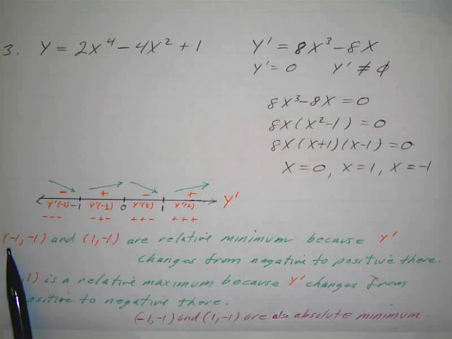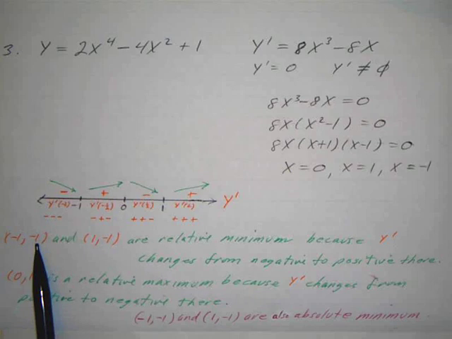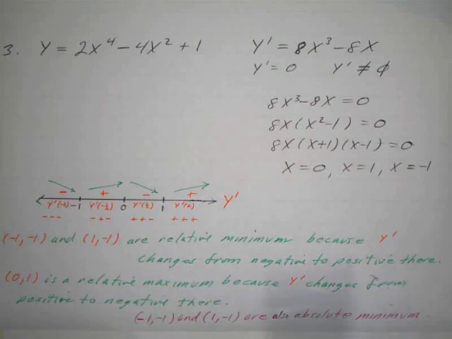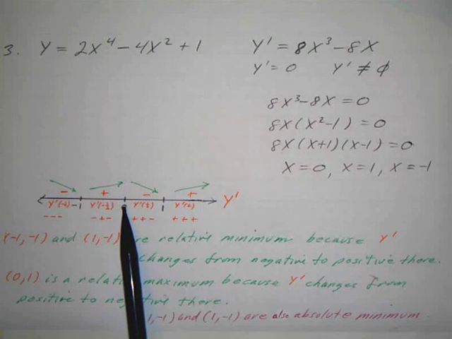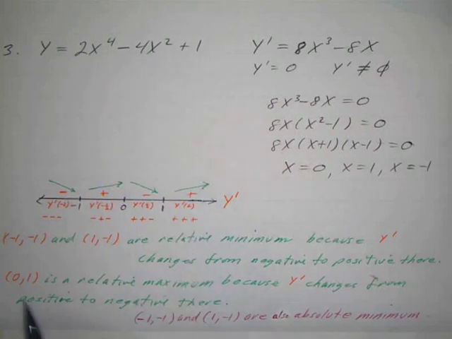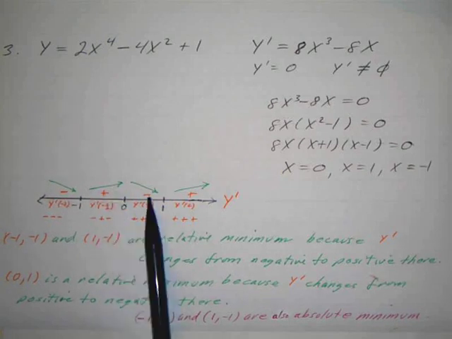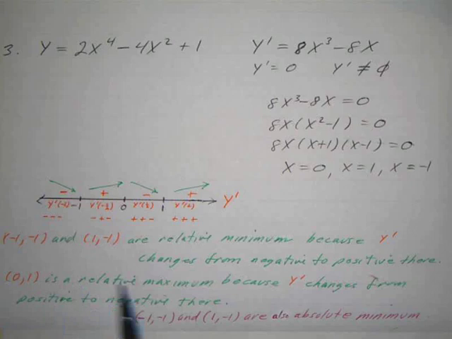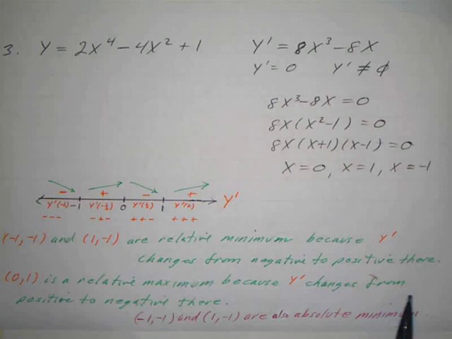So we could say that the points negative 1, negative 1 and 1, negative 1 are relative minimums because y prime changes from negative to positive there. Okay? And then this point here is 0, and if I put 0 in here, I get just 1. So the point 0, 1, those are easy to substitute. I'm changing from positive to negative, or increasing to decreasing. So the point 0, 1 is a relative maximum because y prime changes from positive to negative there.